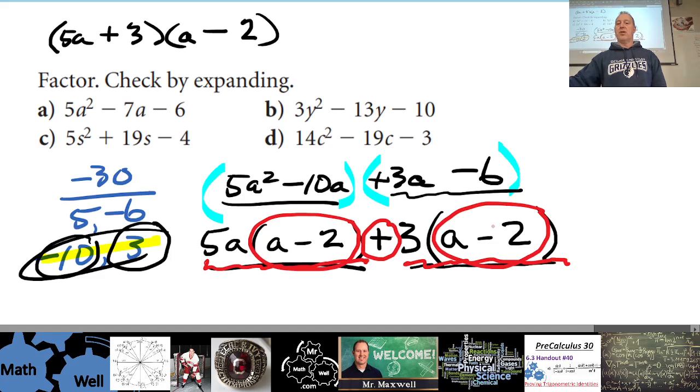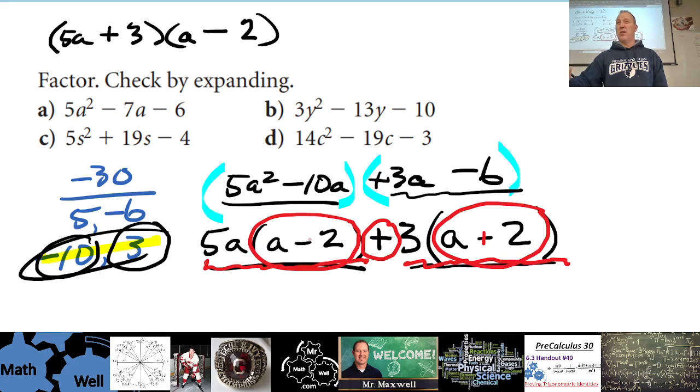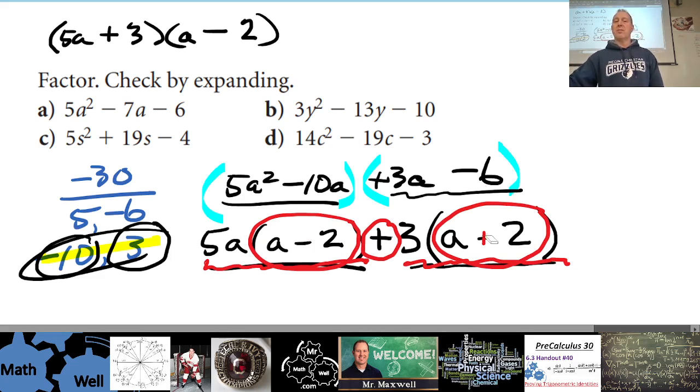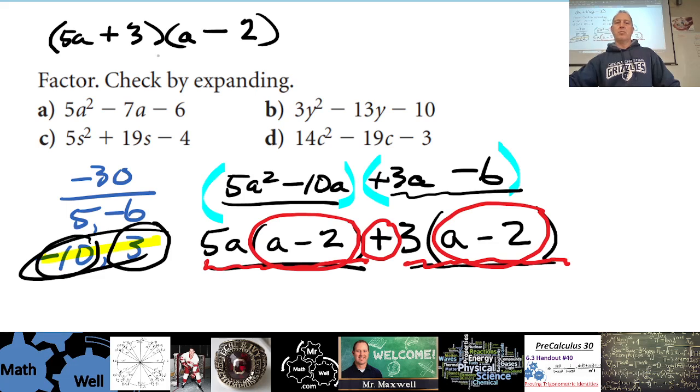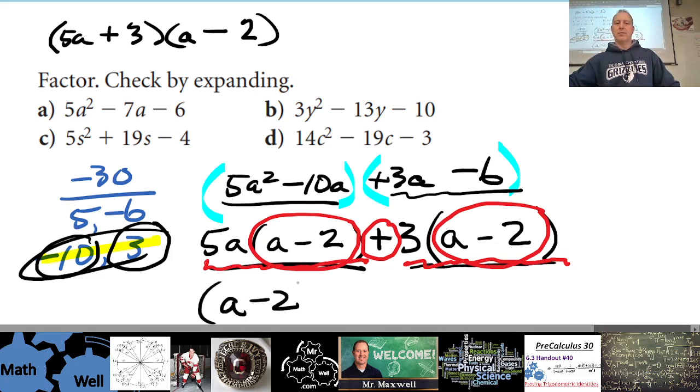If these are different at all, if one was an a plus 2 and one was an a minus 2, then it's not working. You have to go back and check your common factor, check to see how you split the middle term. So these always should be the same if you're doing the decomposition method right. So if they're the same, then pull out that common factor.